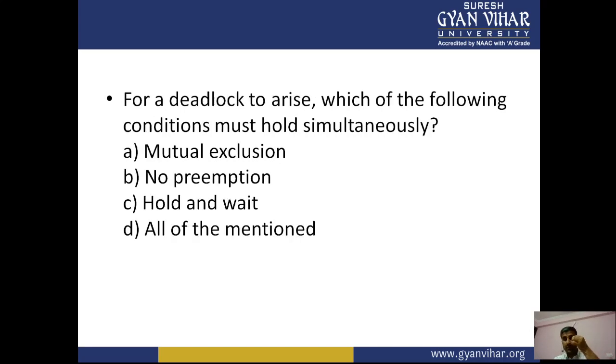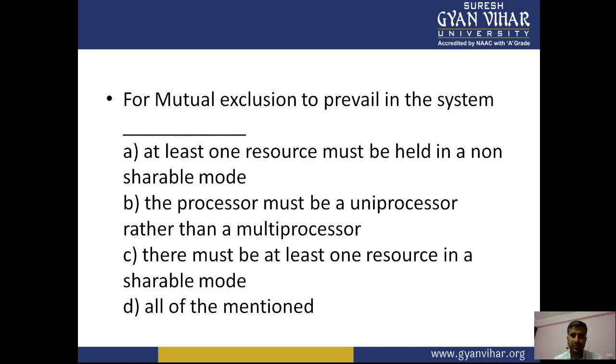For deadlock to arise, which of the following conditions must hold simultaneously? D is the right answer. Mutual exclusion, no preemption, hold and wait: when all the conditions are fulfilled, then we can say that it can create a deadlock situation.